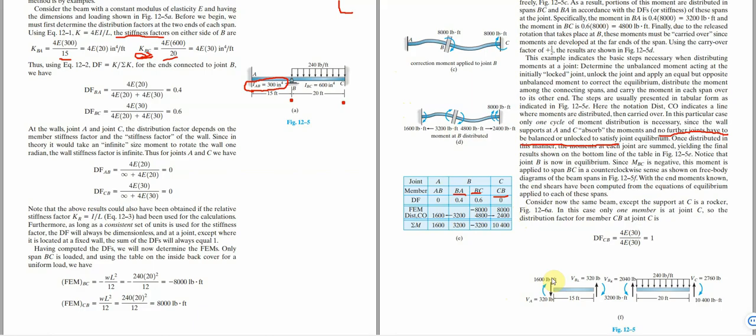Now the scenario is that if we break out what is happening here, this is what is going to happen. We have the moment of 1,600 here, we have 3,200 here, we have BA 2,200, we have minus 3,200 at this other end, and we also have 10,400 at this other end. Now you can see this is the moment here, and this is the moment here.